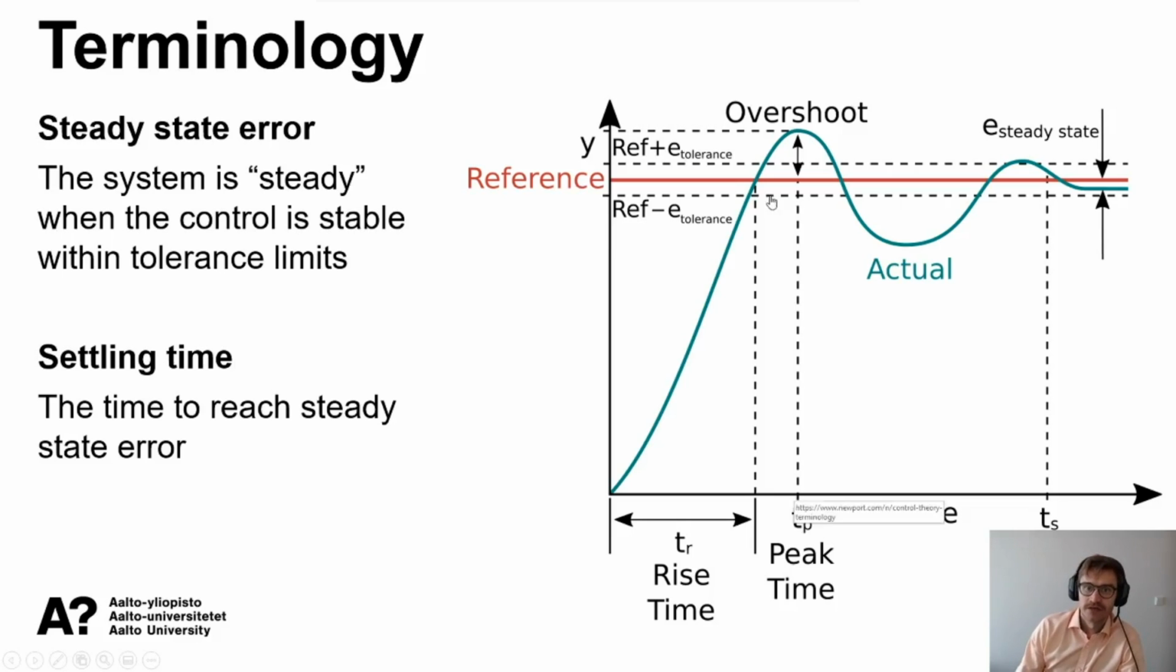So here are these tolerance limits defined, like a higher and a lower value, and if the system is continuously within those limits, it's called that the system is steady. However, then there is always this steady state error. As I said, it never reaches the actual reference value. So this steady state error is a measure of how close we are to the reference value, even though we clearly see that the system is now following the reference.